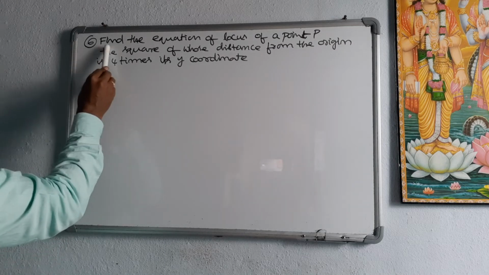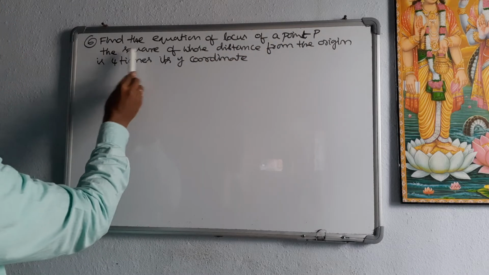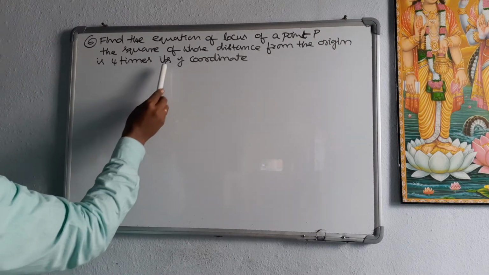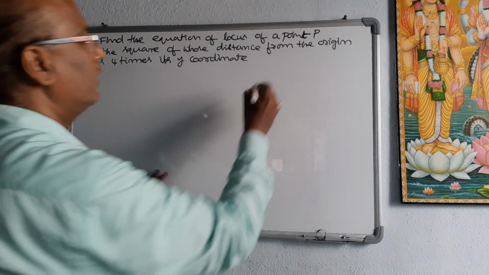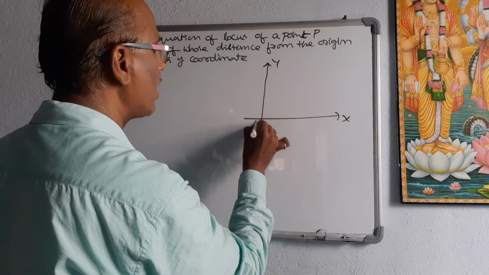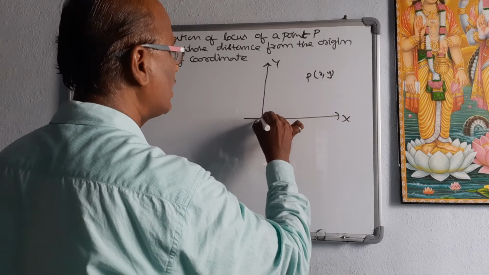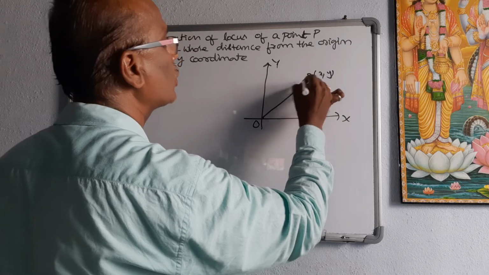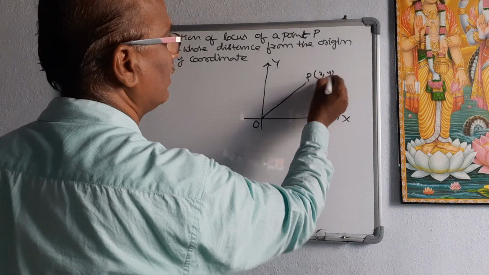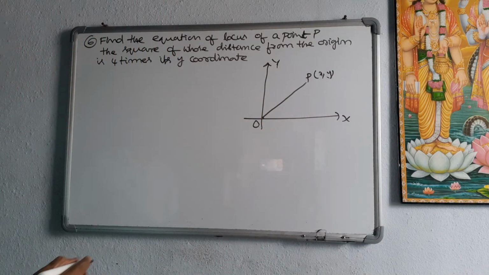Sixth question, find the equation of locus of a point P, the square of whose distance from the origin is 4 times its y coordinate. Here this is the coordinate axis, x axis, y axis, and the origin O. Here the locus point P x comma y. The square of the distance, that means OP square, is equal to 4 times its y coordinate. The y coordinate is y. 4 times y coordinate means 4y.